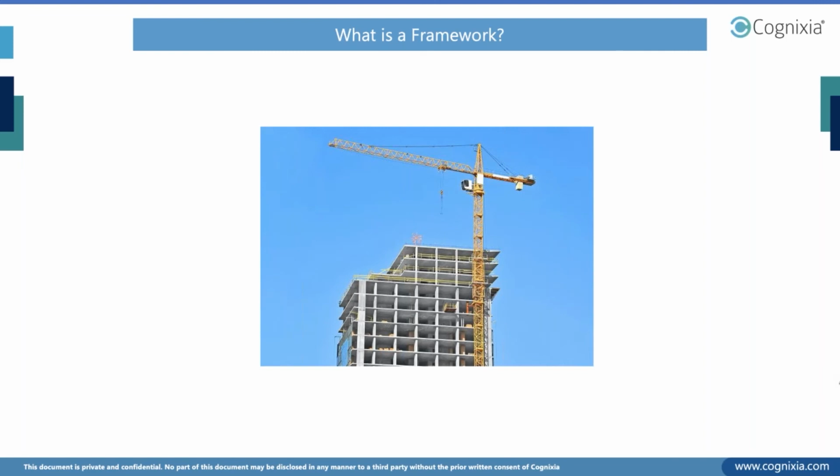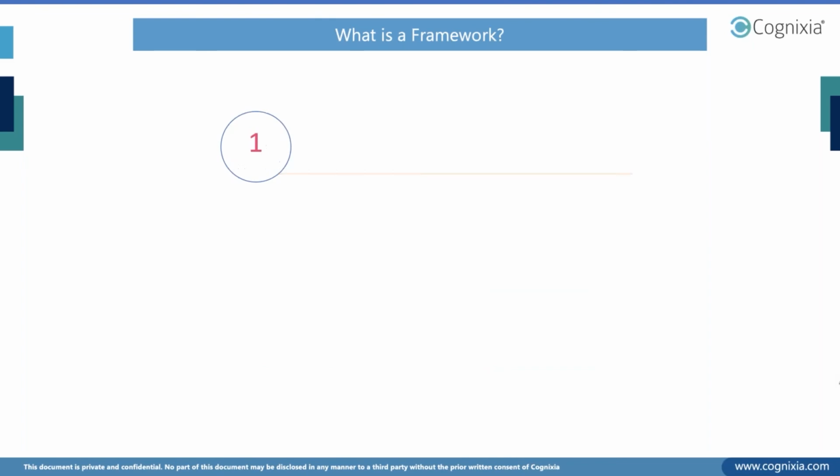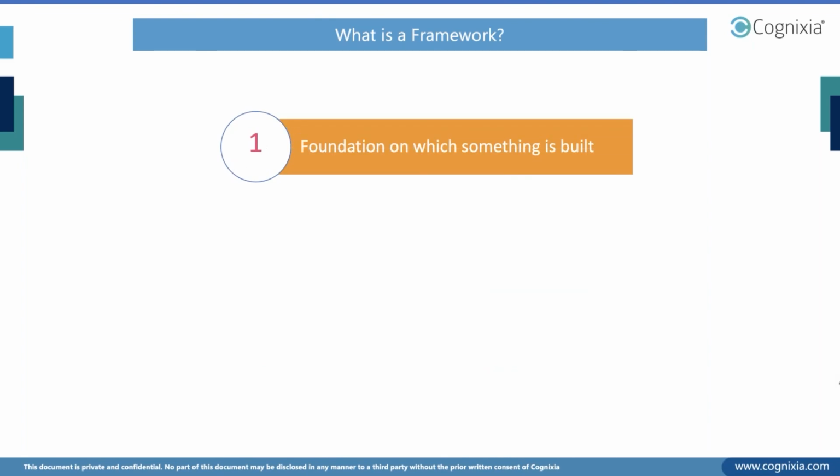The outer structure, as you can see in the picture, looks incomplete, right? The building does not look complete in this. However, this outer structure is what provides the strength and integrity to the building. So, a framework can be seen as a skeleton structure that provides strength and integrity. ITIL provides us with a framework that can help us develop our processes. So, to summarize, a framework is a foundation on which something is built. ITIL provides us a foundation on which we can build our processes.